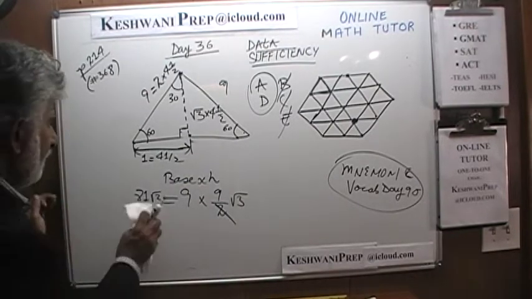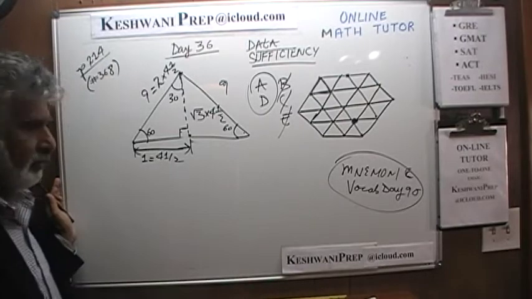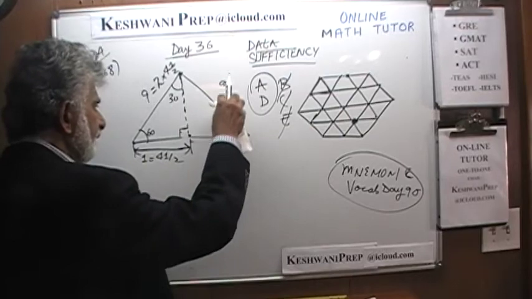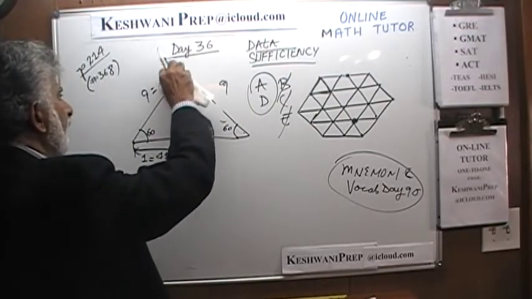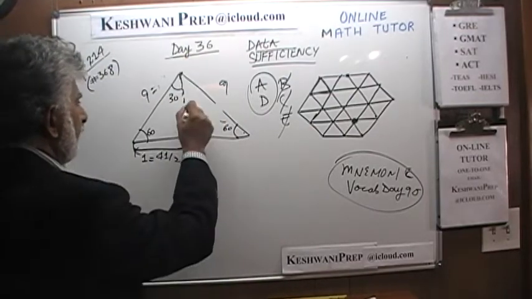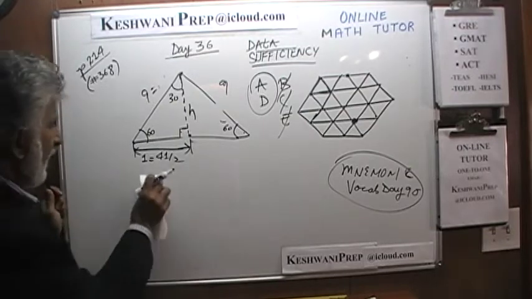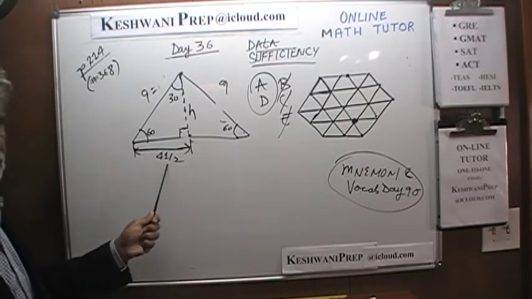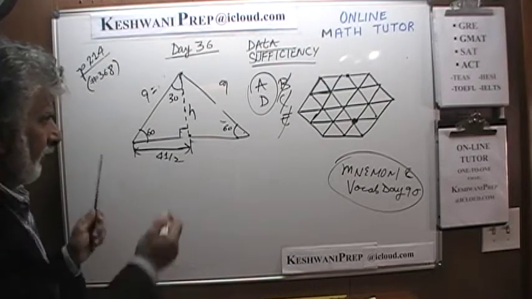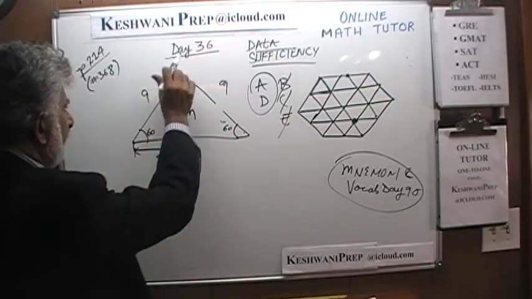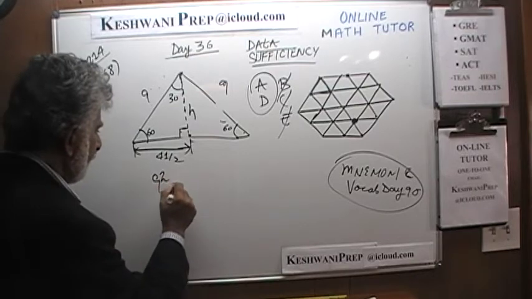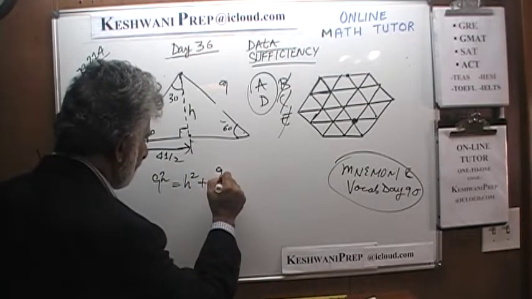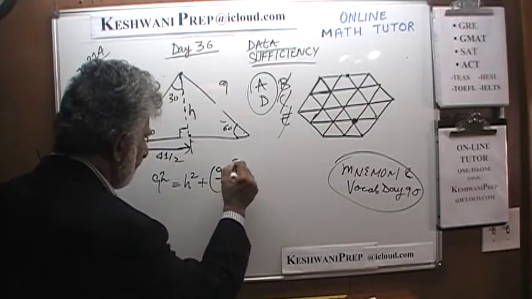Another way we could do it is to use the simple Pythagorean theorem. It's up to you. If you use the Pythagorean theorem, that also does not take very long. It should go very fast. We are trying to figure out this height. We know this is 4.5, because from here to here was 9, and this is half of it. So we want to find the height. So 9 squared is going to equal h squared plus 4.5 squared, which I'm going to write as 9 over 2 squared.